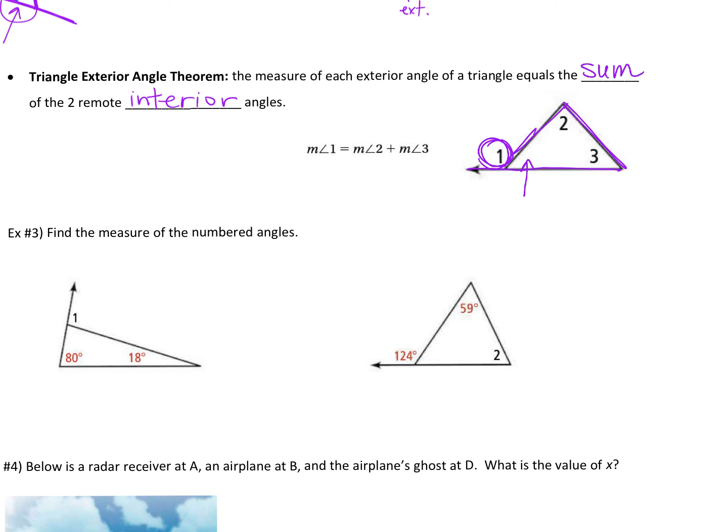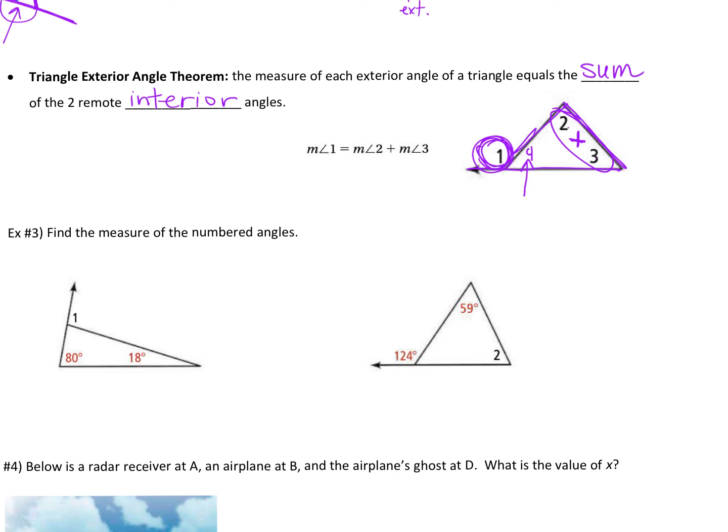Then think about the three angles inside. So if I call this angle 4, for instance, I know that 2 and 3, if I put them together, will also equal 180 with 4. So if they're both going to equal 180 with that 4, then they must be equal to each other. So angle 1 will equal the sum of 2 and 3. Okay, so if I take the two remote interiors and I add them together, it will equal the one exterior.